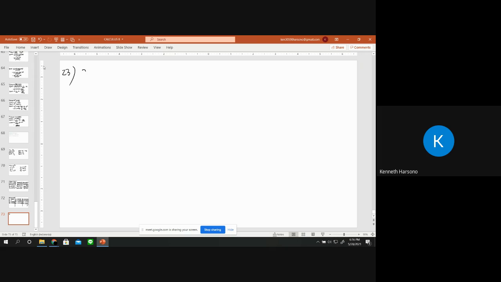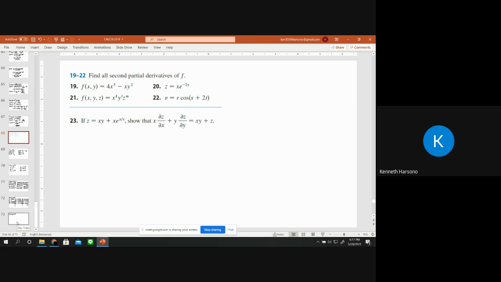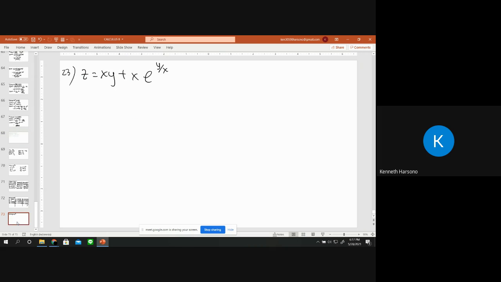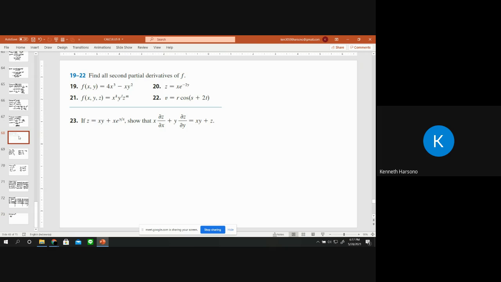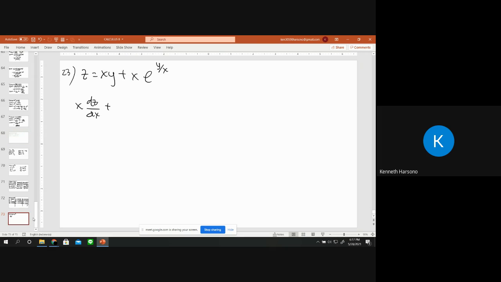So c is equal to xy plus x e^(y/x). The question is to prove that x dc/dx plus y dc/dy is equal to xy plus c.